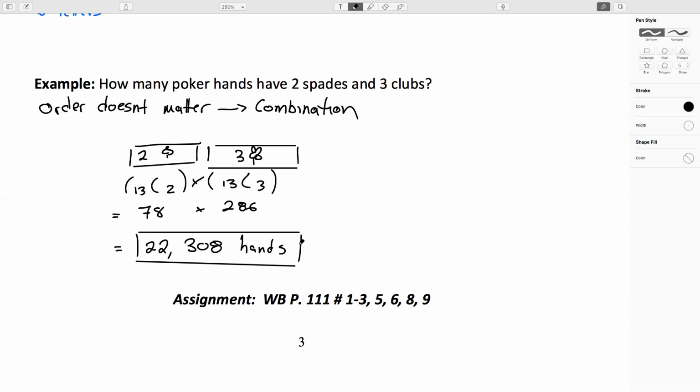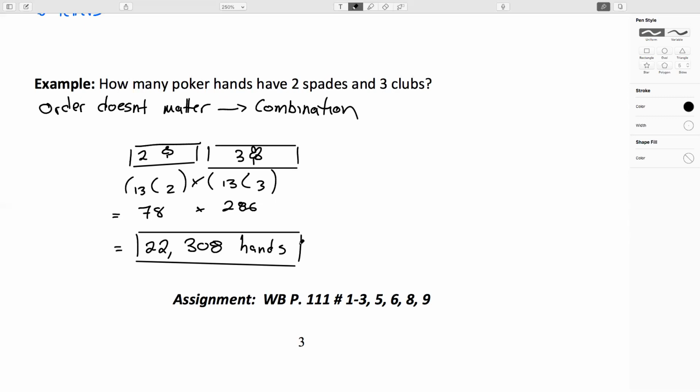Oftentimes, if we're dealing with words, the order will always matter. If you're dealing with cards, the order often doesn't matter. But you're going to have to figure that out for yourself. Once you've figured that out, you've now got a strategy: fundamental counting principle, set theory, permutations or combinations, and then in some weird circumstances, we might have to actually list them all out using a tree diagram or something. And then that's pretty much it. So this is just the chapter that joins all of the units that we've done so far together.